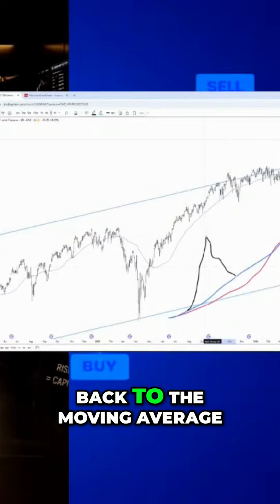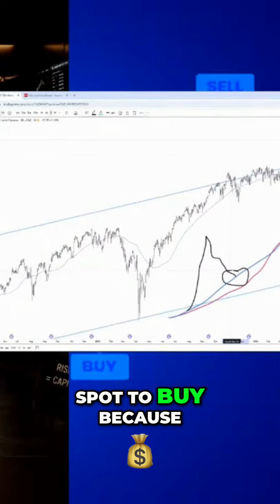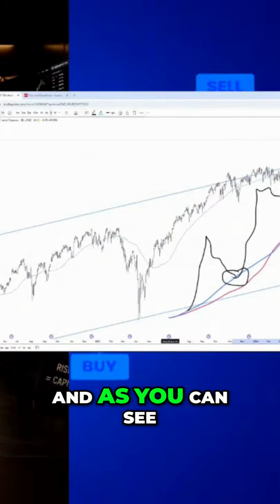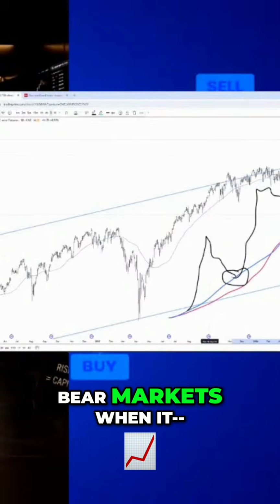And then it comes back to the moving average. The moving average is trending up. This is the sweet spot to buy, because then we go for another move and then we end up going for another correction there. And as you can see, this is what ends up happening through bull markets and bear markets when we're in this here.